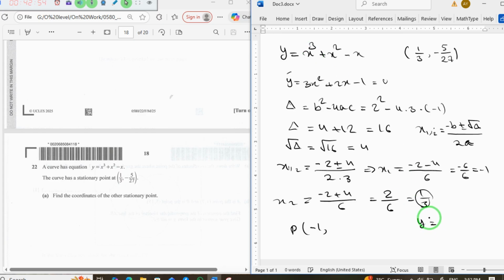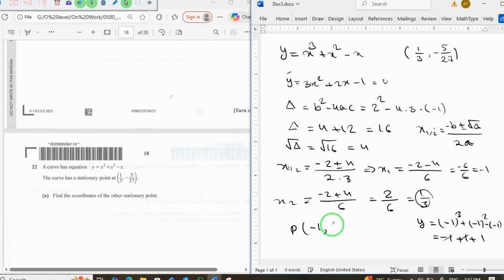y is equal to (minus 1) cubed plus (minus 1) squared minus (minus 1). Minus 1 to an odd power is minus 1, minus 1 to an even power is plus 1, and minus multiplied by minus gives plus.